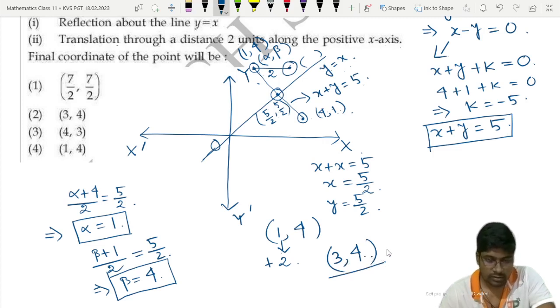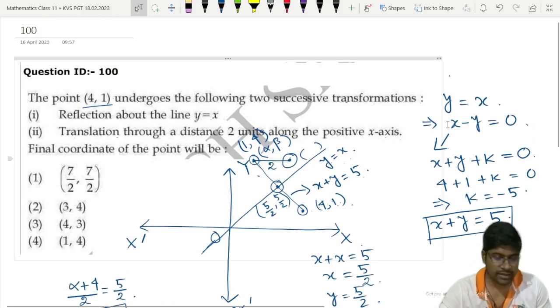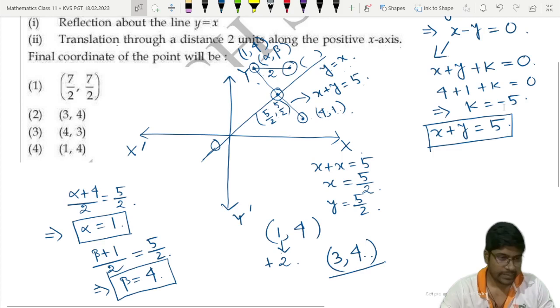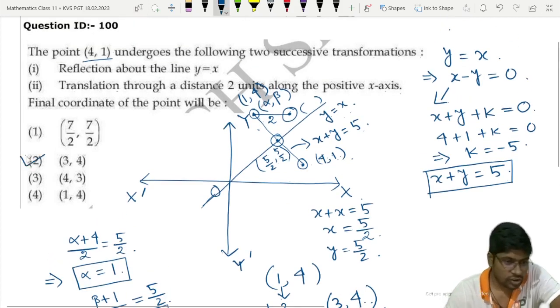Okay, now come to the options. This problem was a little bit tricky as well as lengthy. But if you can understand, this is easy. This is not difficult at all. So (3, 4), which option? Option 2 is the correct answer. Is it clear to everyone?